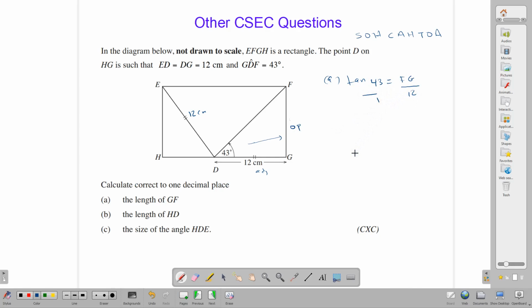Cross multiplying that, we get 12 times the tangent of 43, which gives us FG. There are no restrictions on how to write this. Well, it says here to write it to one decimal place. So we type in 12 times the tangent of 43, and that gives us 11.2 centimeters, observing our one decimal place. Once we have that, it says now find the length of HD. HD is this side.